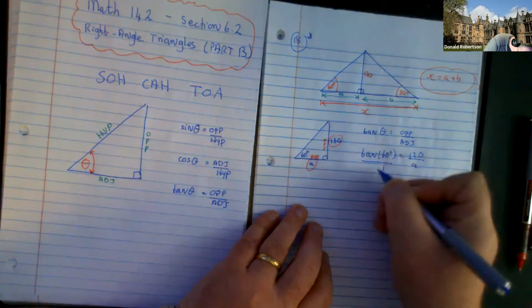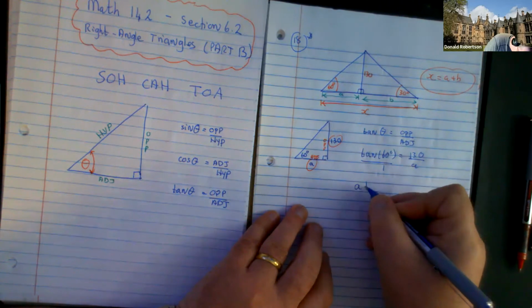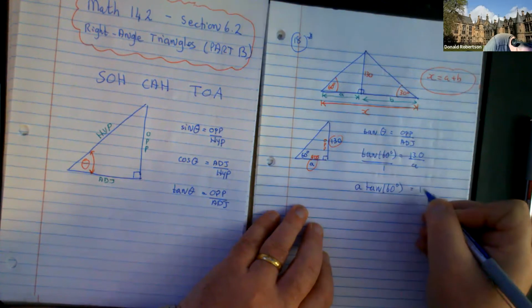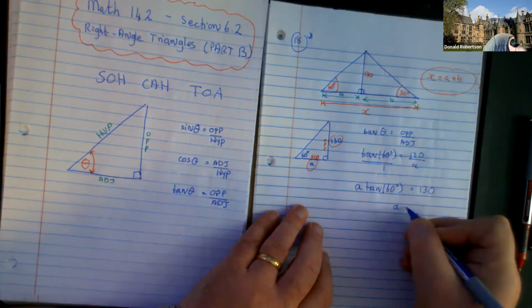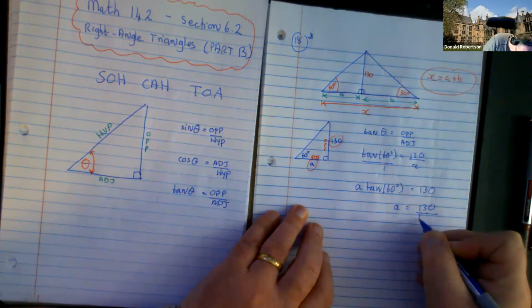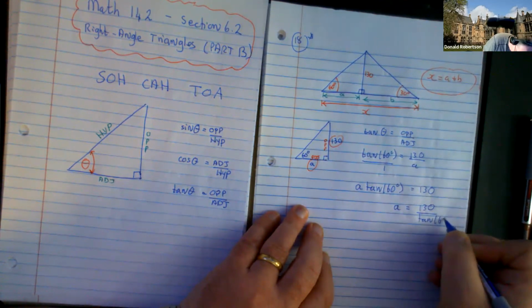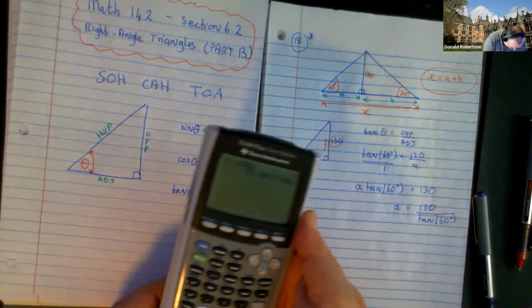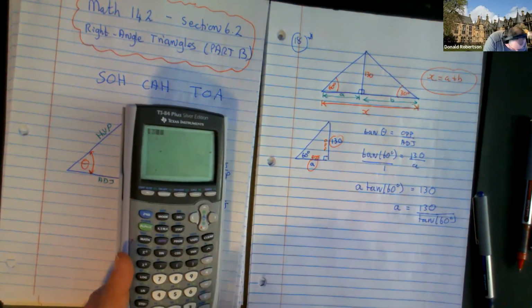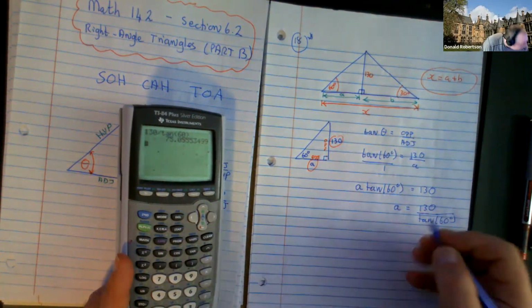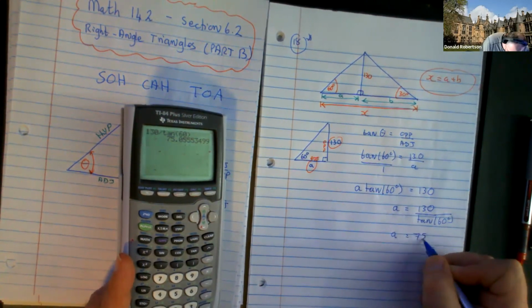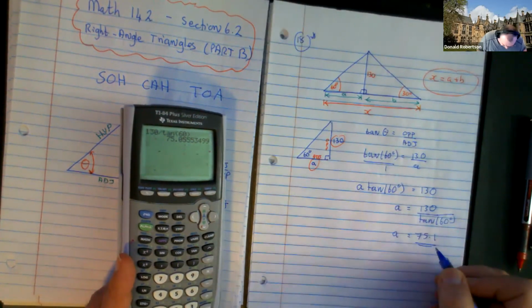When you do your cross multiply, you get A times the tan of 60 degrees is 130. And so A is 130 divided by the tangent of 60 degrees. Let's see what that gets me. 130 divided by the tangent of 60 is about, well, what did they say again? One decimal place. That rounds off to 75.1. Is there any units? No, so 75.1.